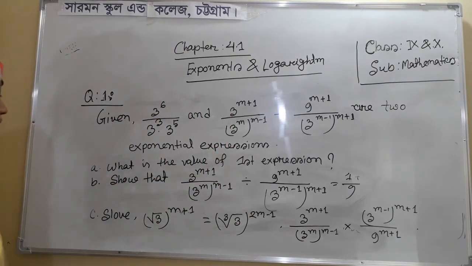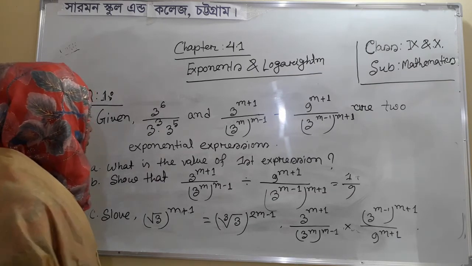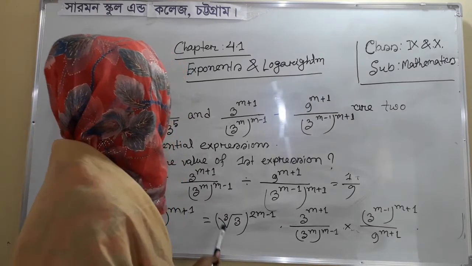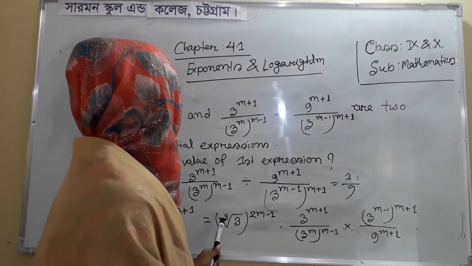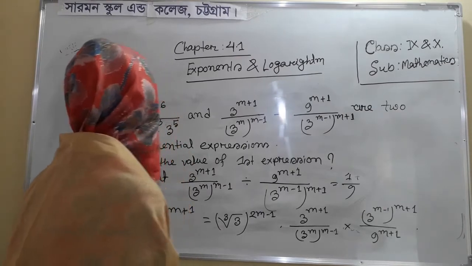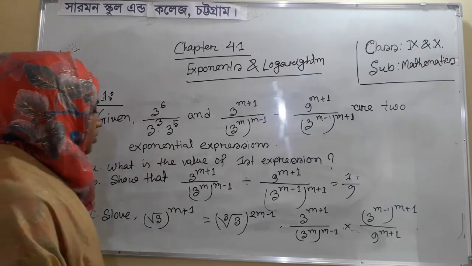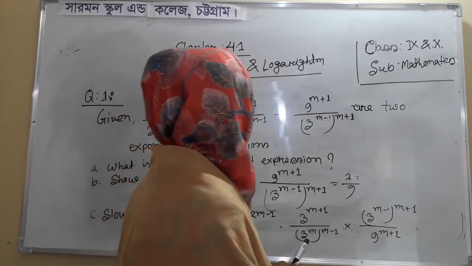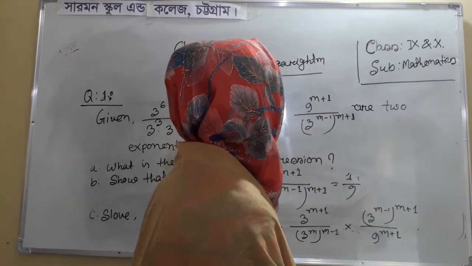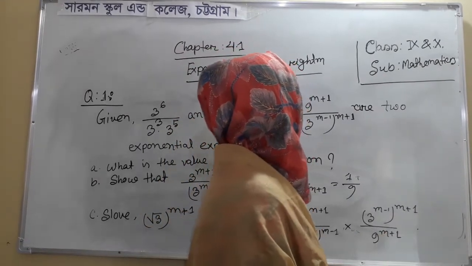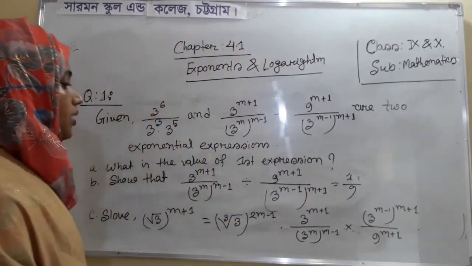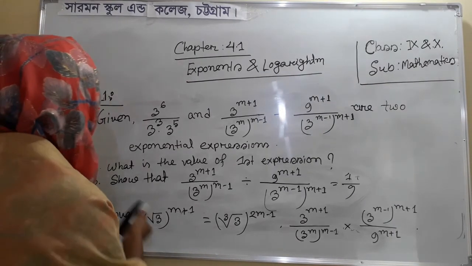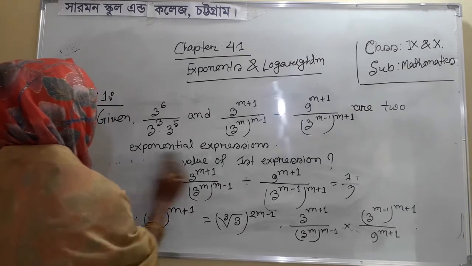Question C: Solve root 3 whole to the power m plus 1 equals 3 to the power 1 by 3 whole to the power 2m minus 1 into 3 to the power m plus 1 divided by 3 to the power m whole to the power n minus 1 into 3 to the power m minus 1 into m plus 1 divided by 9 to the power m plus 1. Now we are going to solve problem number A.